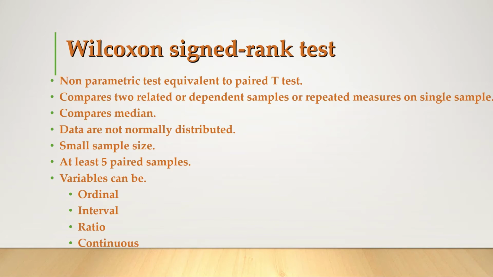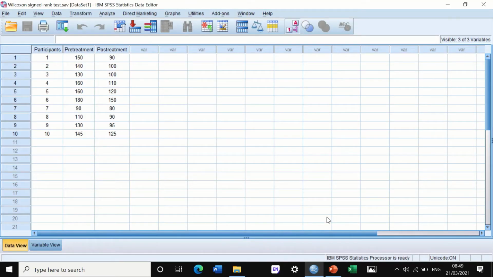So I will show you then how to do Wilcoxon signed rank test in SPSS. Here I have a file with the data in it for 10 participants, from 1 to 10. They have been given a treatment with a certain drug, and a measurement has been taken before treatment and post treatment. So each individual here, or participant, has a measurement before the treatment and post treatment.